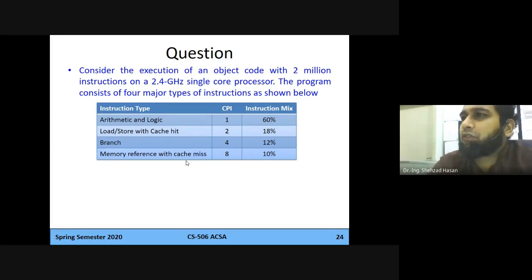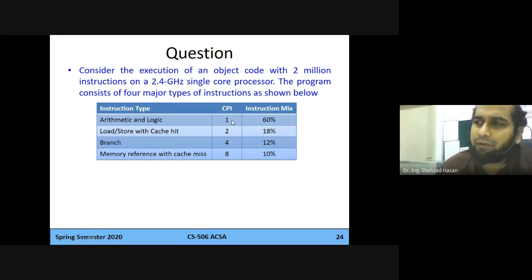Consider the execution of object code with 2 million instructions, the total number of instructions that we have, on a 2.4 gigahertz single core processor. So we have a single processor, and that's the clock rate, the frequency, 2.4 gigahertz. The program consists of 4 major types of instruction as shown below. So we have some arithmetic logic instructions.